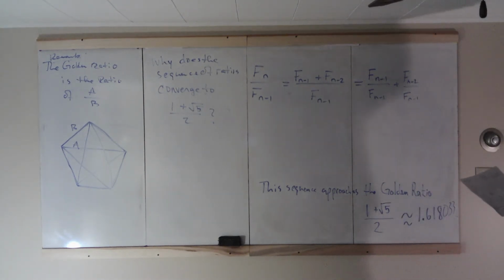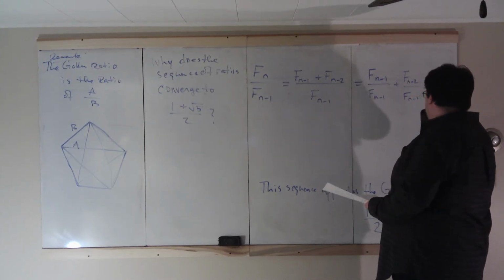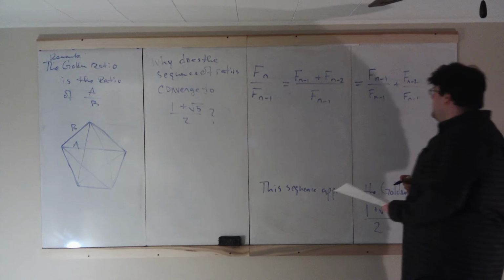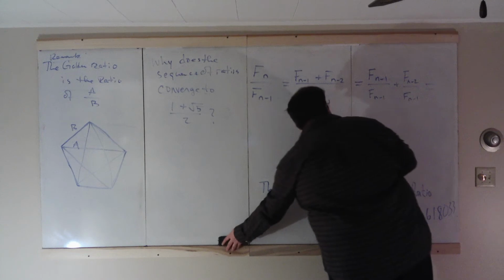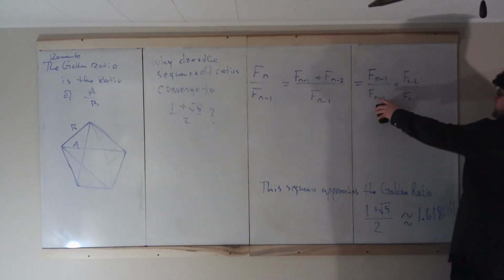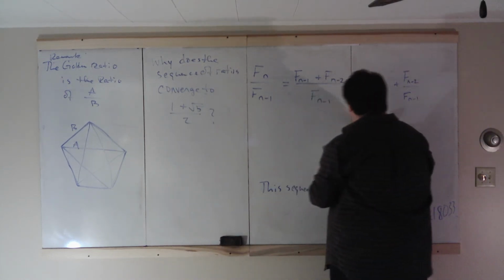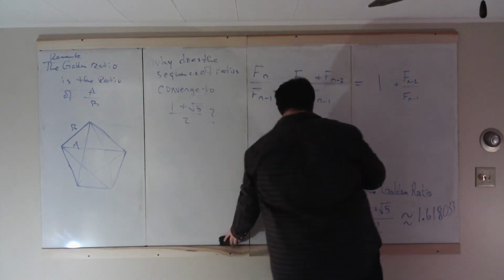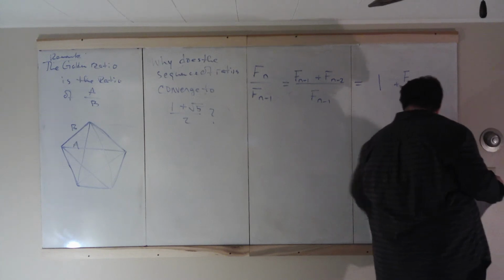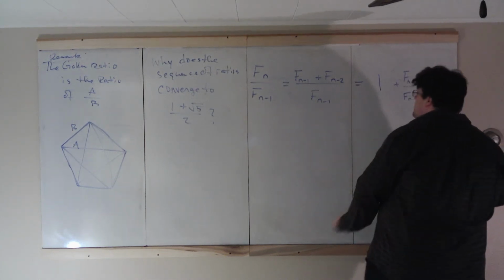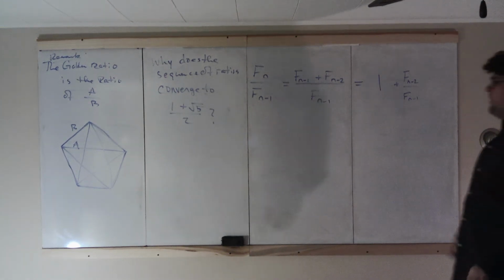Well, what can we do with this? You may want to write in your notes equals what I'm about to write, but I don't have room for it, so I'm just going to erase. This first thing over here, Fn minus 1 over itself, is just 1. So what we have here is an equation. We're going to look at that piece and this piece.